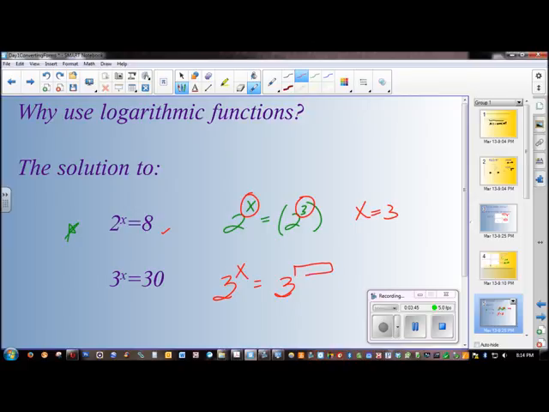We could start guessing at it. I know that 3 squared is going to give me 9. I know that 3 cubed is going to give me 27. That means I need a number that's bigger than cube. I'm going to need 3 point something. If I go all the way up to 4, it's too big.